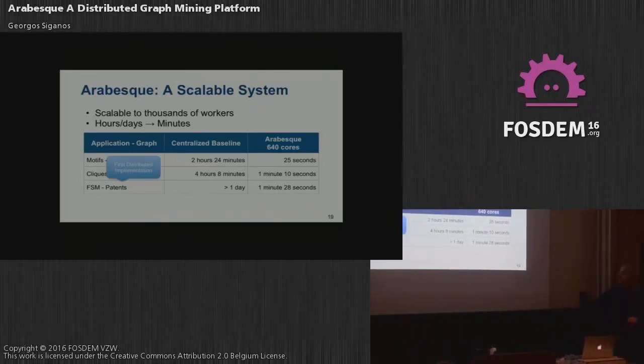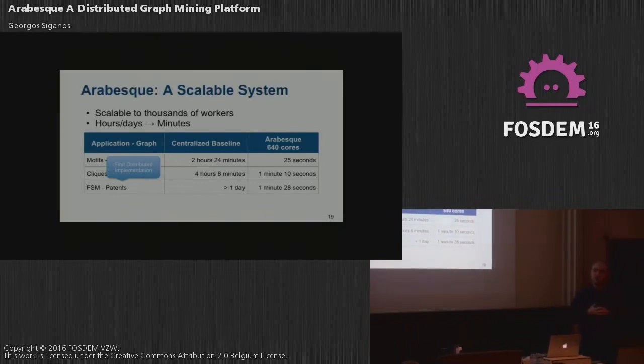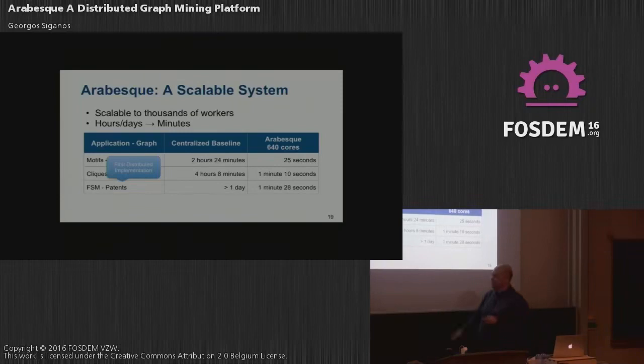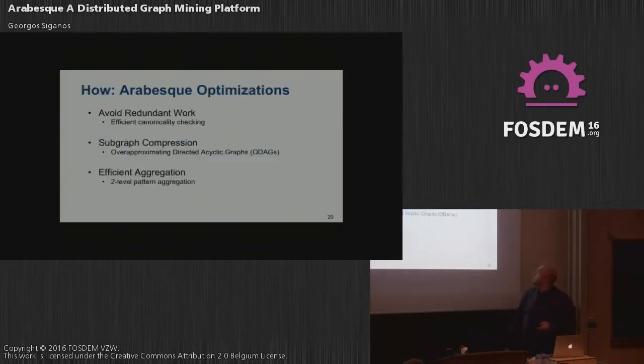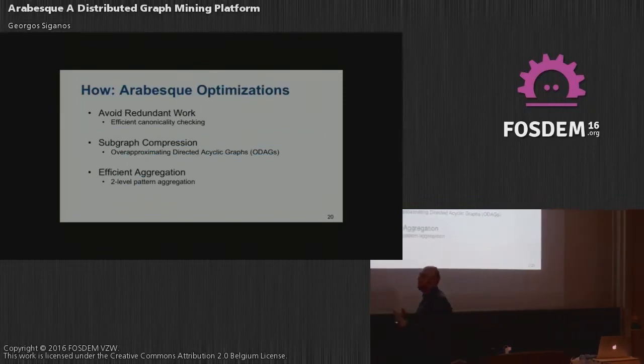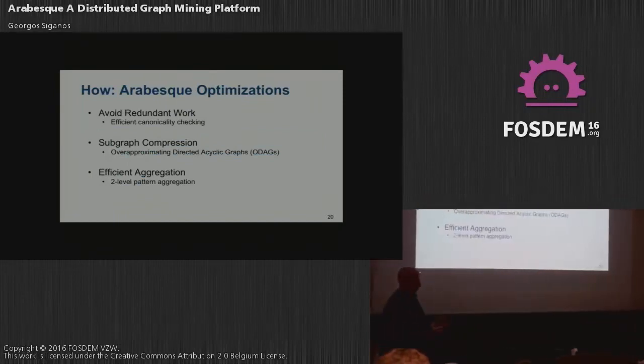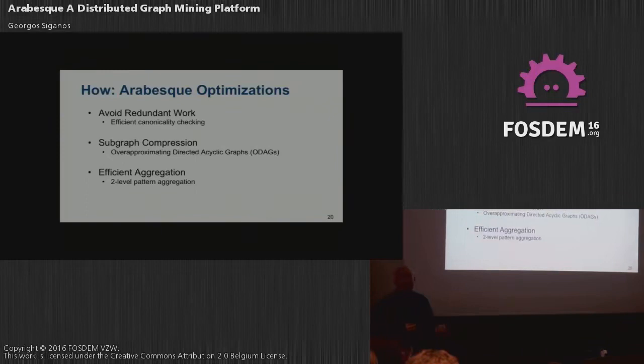And we have to say here that for frequent subgraph mining, this was the first distributed implementation. So there was no algorithm that would take the base centralized algorithm and make it distributed. How can we achieve this? We have some very elegant optimizations. We can avoid redundant work without any coordination between all the workers in the cluster that work in order to produce the output.